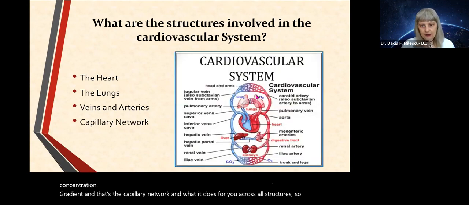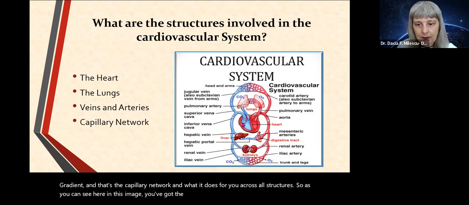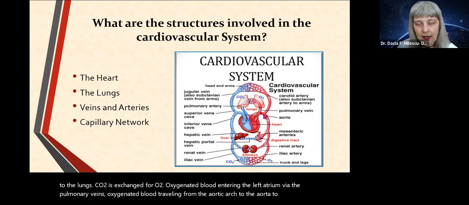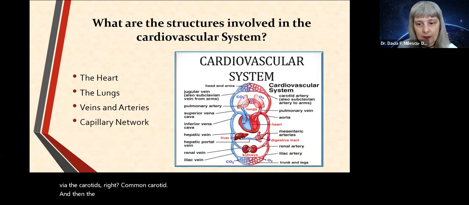So as you can see here in this image, you've got the deoxygenated blood, right side of the heart, going to the lungs. CO2 is exchanged for O2. Oxygenated blood entering the left atrium via the pulmonary veins. Oxygenated blood traveling from the aortic arch to the aorta to head and neck via the carotids, right? Common carotid. And then the heart is going to pump the blood throughout all parts of the body systemically.